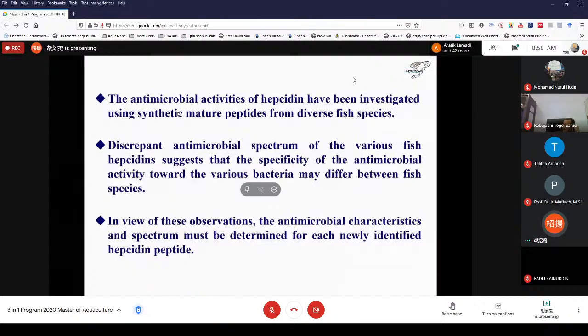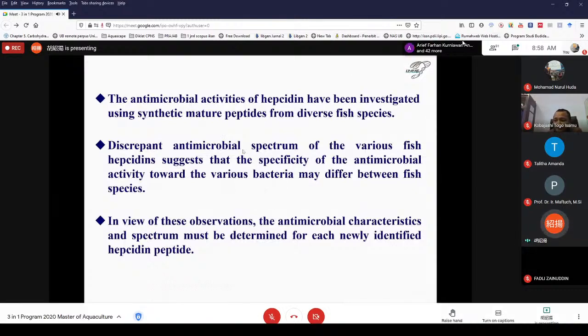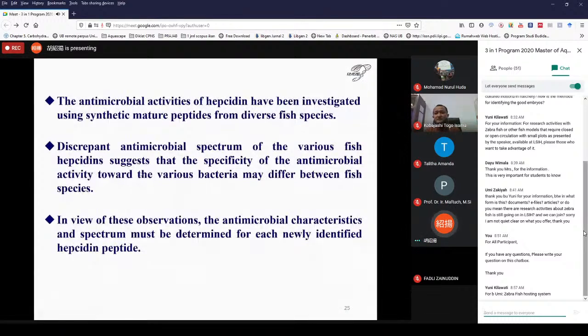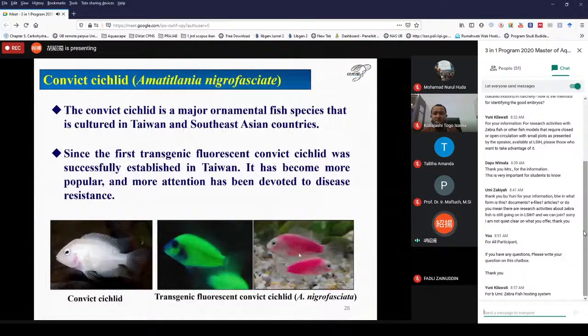Later I will introduce that. After hepcidin was isolated from different fish species, when we checked the antimicrobial spectrum, you will find that the spectrum is quite different. So when you isolate a new hepcidin peptide, you still need to analyze its function. To this point, in our studies, we isolated a new hepcidin gene from an ornamental fish. So we need to analyze its functions.